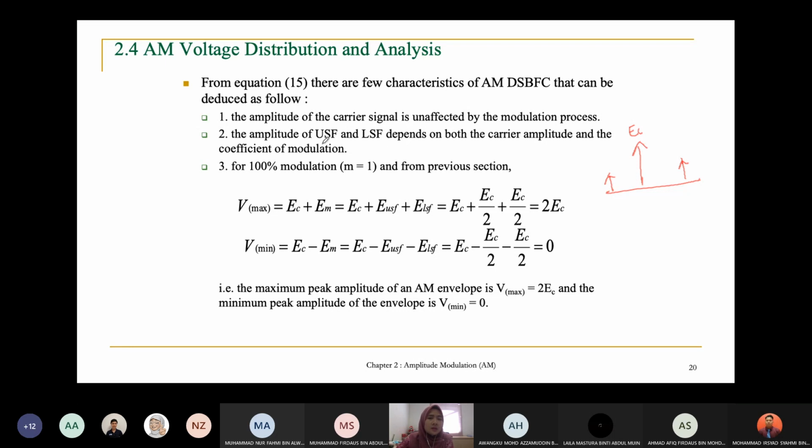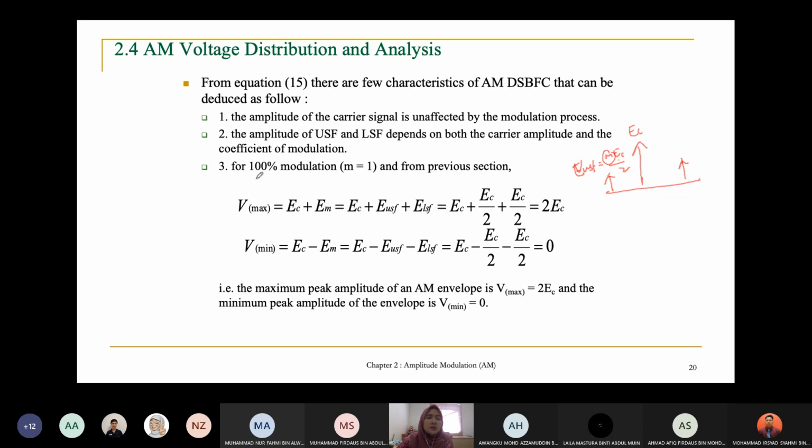The second one: the amplitude of the upper side frequency and lower side frequency depends on both the carrier amplitude and the modulation coefficient, because you know that EUSF is equal to MEC over 2. So that's why the upper and lower side frequency amplitudes depend on both the carrier amplitude and the modulation coefficient.